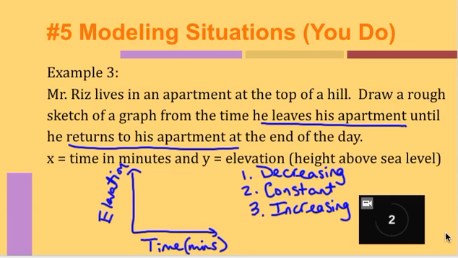So let's say my apartment is up here somewhere. I'm going to be going down, going to be constant, and then it's going to be increasing again to that same height of the apartment. So again, this is decreasing, this is constant, this is increasing. Thank you very much, and that's our lesson for today.